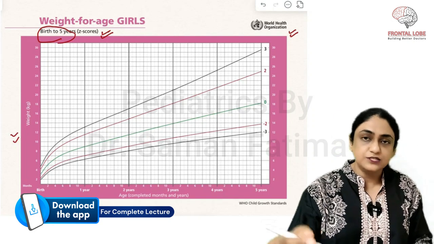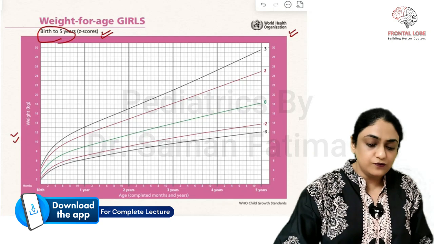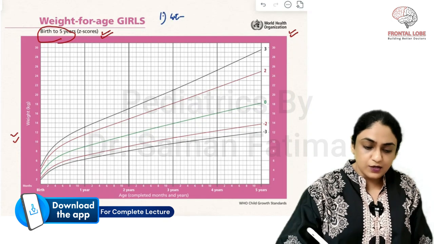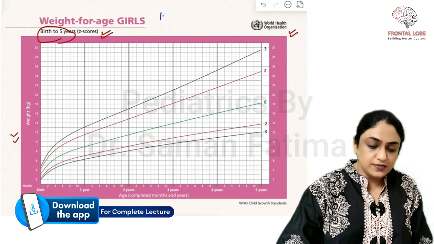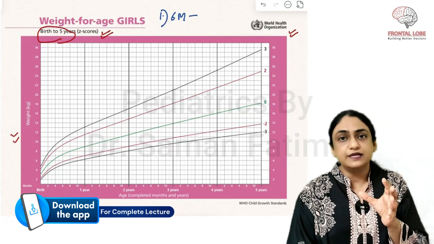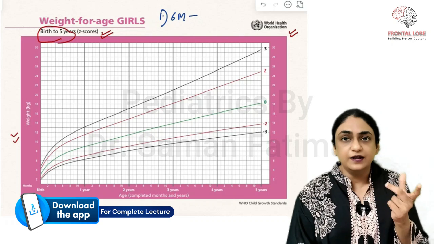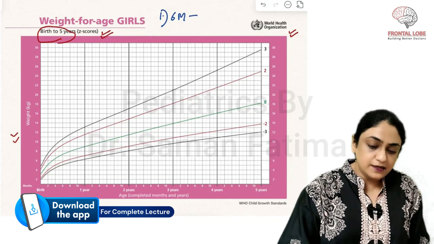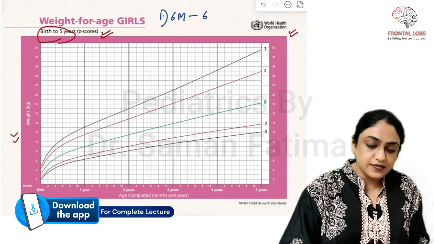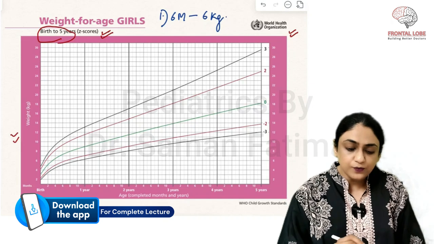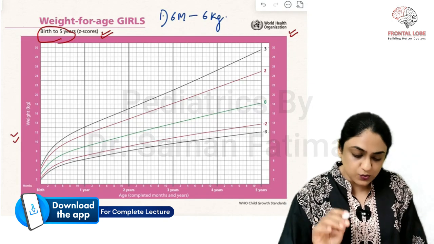Suppose she comes to you for the first time when her girl is 6 months of age. At 6 months you took the weight of this child, because at every visit you will weigh the child. At 6 months you see that the baby is weighing 6 kg. So what will you do? You will plot this on this growth chart.